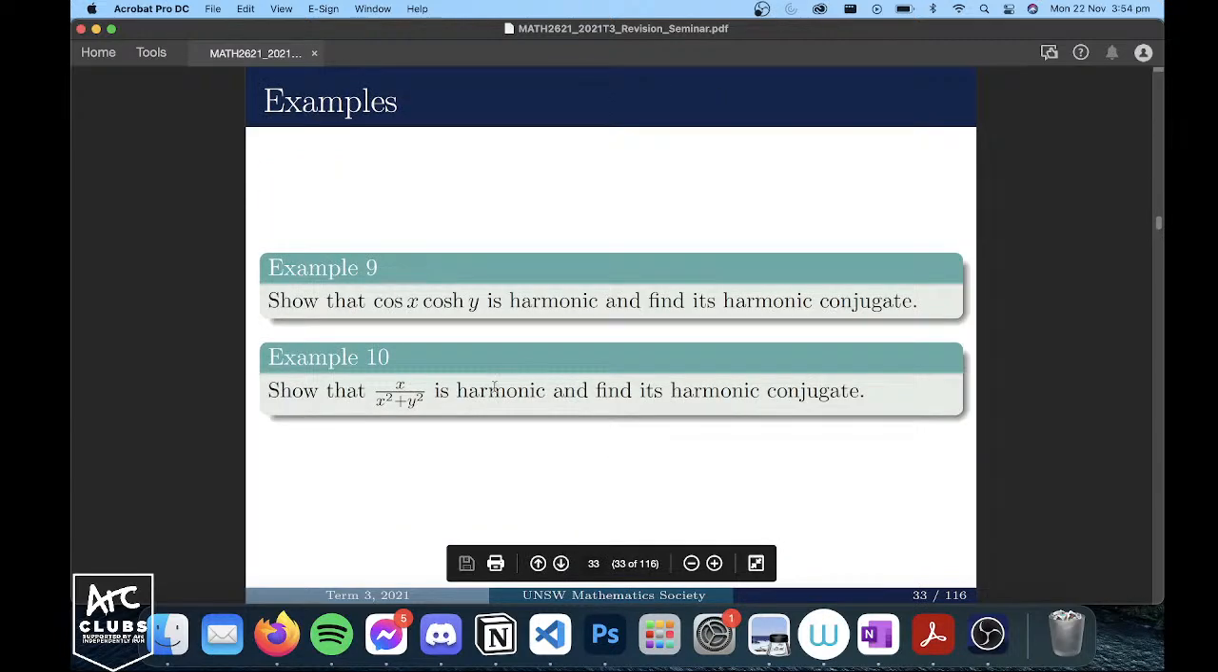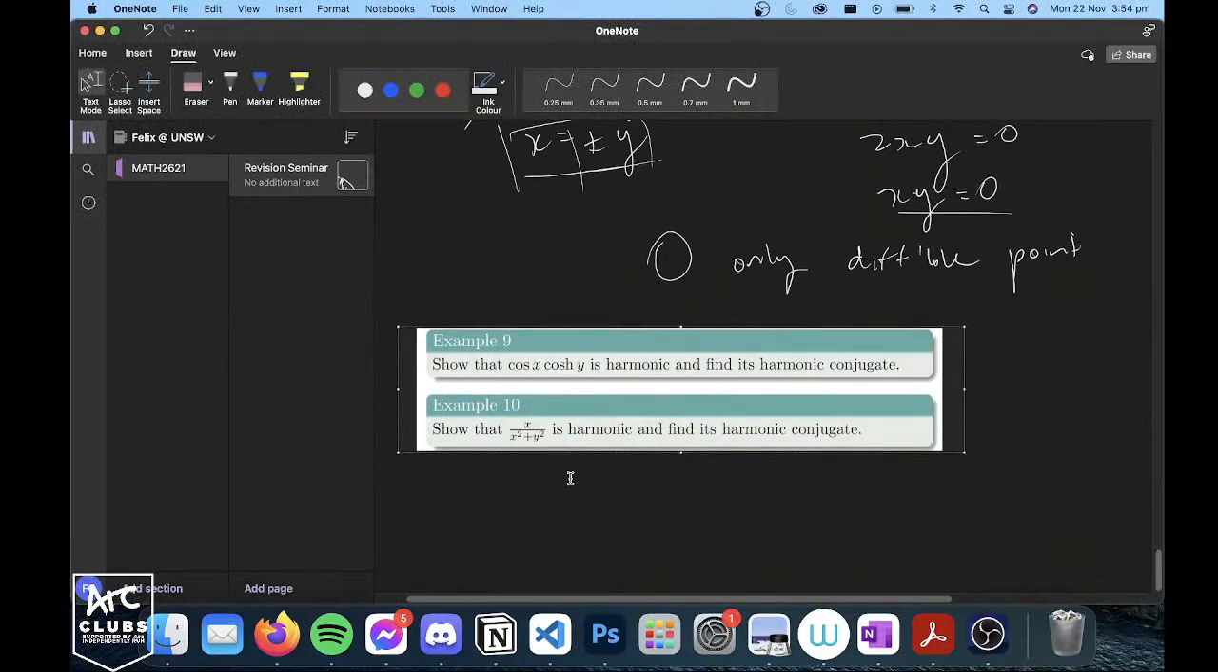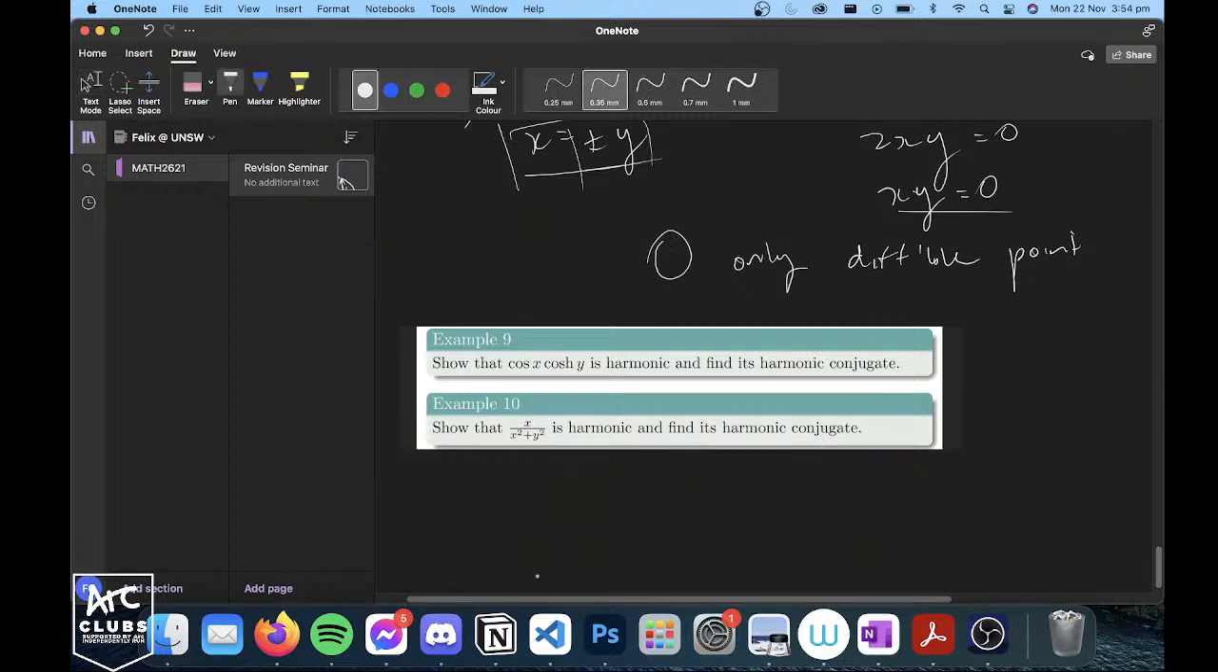Okay, so show that cos x cos y is harmonic, and find its harmonic conjugate. The first thing we need to check is whether it's harmonic. We know that cos is continuous, because we've proved it using the power series, and that means that its first and second partial derivatives with respect to x and y will be continuous.